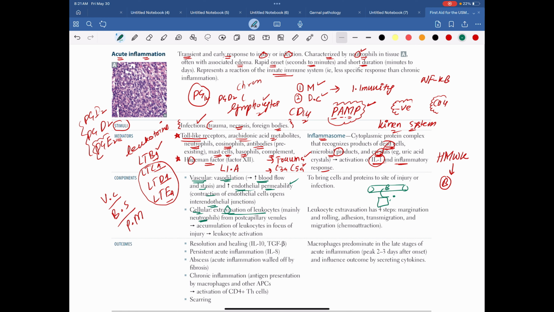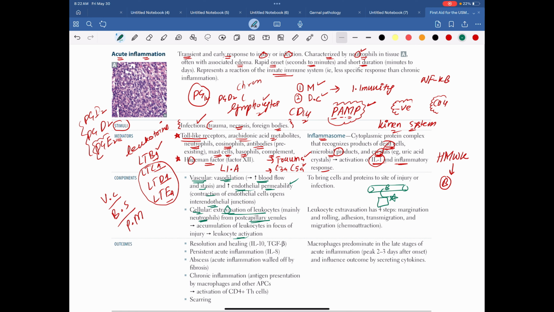And from which side do the neutrophils come? From blood to the injured tissue, at the post capillary venules. And after coming from the blood, these neutrophils or leukocytes will accumulate in the focus of injury. Let's suppose the injury is here, these leukocytes are going to be accumulated here, and after that they will lead to the activation of other immune cells or other leukocytes. So that's all about the second component, that is the cellular.